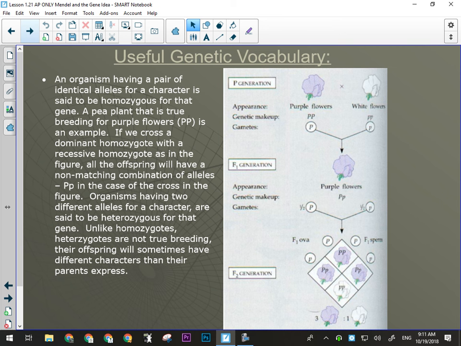The reason for that is we draw what's called a Punnett square. I basically break it down into the genes. Each parent could give a capital P or a little p. When capital P meets capital P, that's purple. When I get capital P and little p, I still get purple flowers, and when I get two little p's, I get white flowers. So I get a 3-to-1 ratio after that.